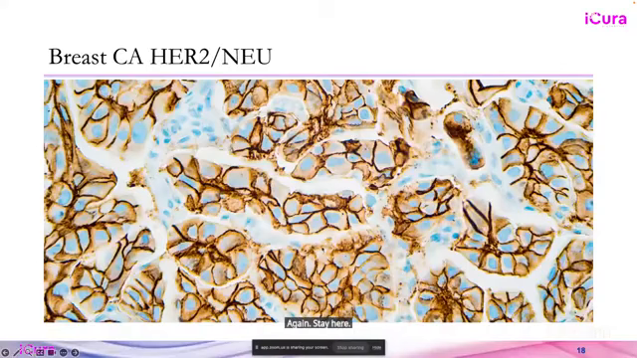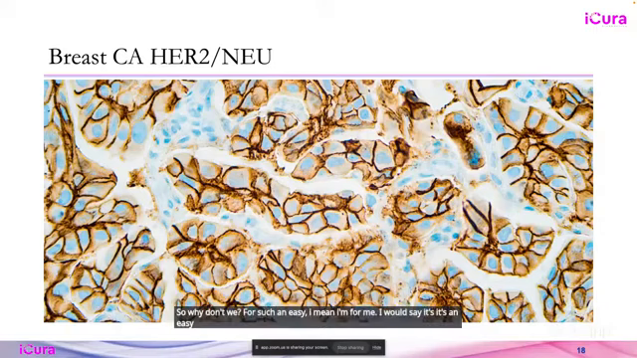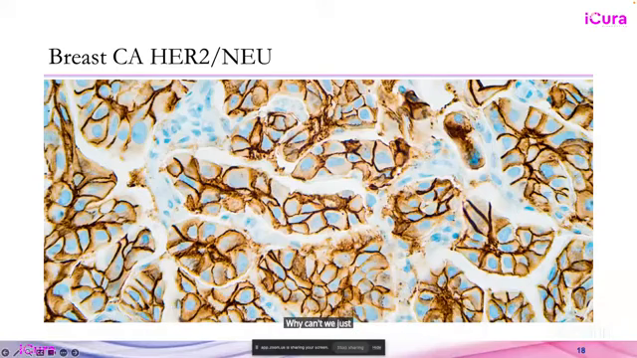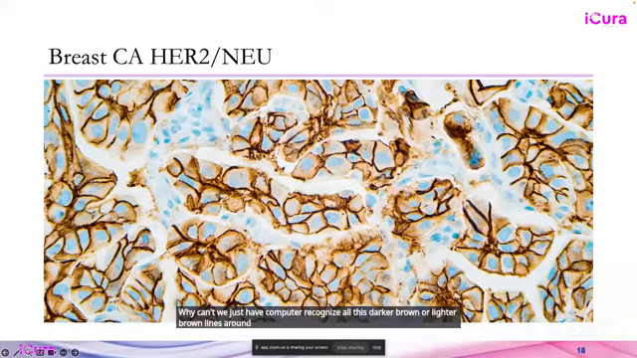Currently, I would say more than 70-80% or even more of those hospital labs, the pathologists diagnosing breast cancers, are using their eyes. They're eyeballing the so-called HER2/neu expression pattern and the scoring. Again, that broke my heart, but it's still the current standard of care. So why don't we, for such an easy, in my view, algorithm development, have the computer recognize all these darker brown or lighter brown lines around these cells and give a score that's more objective?